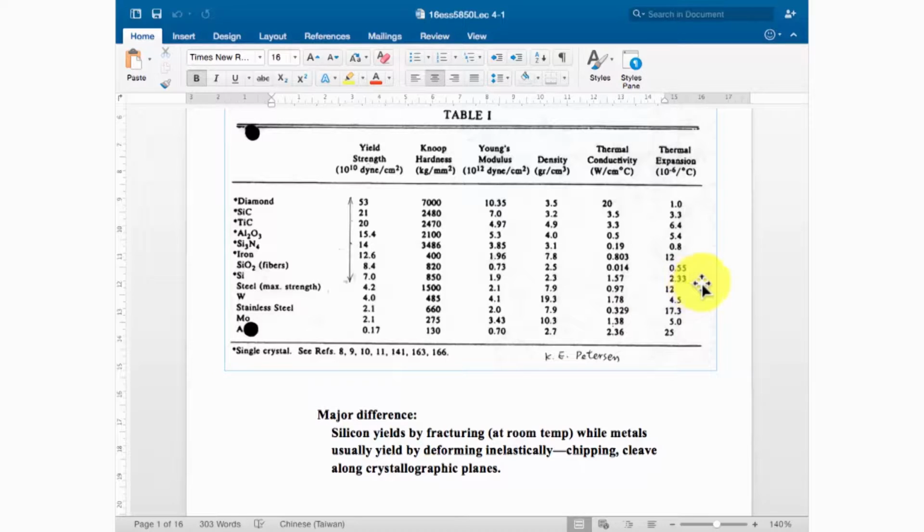And the last one, thermal expansion. For thermal expansion, silicon is 2.33, okay? Steel is 12. So for this one, you can see the silicon wins over the steel a lot, actually. It's around 5 times difference, almost 5 times difference.